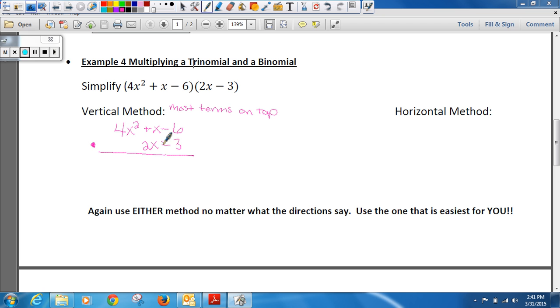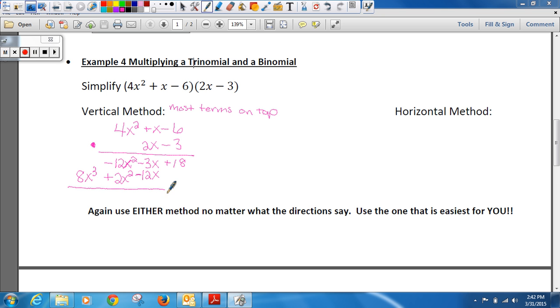So you just multiply the first term through here. So negative 3 times negative 6 is positive 18. Negative 3 times positive x is negative 3x. Negative 3 times 4x squared is negative 12x squared. And now we multiply the next one through. 2x times negative 6, and I'm going to write them so like terms are underneath each other. So negative 12x. 2x times x is 2x squared. And 2x times 4x squared is 8x cubed.